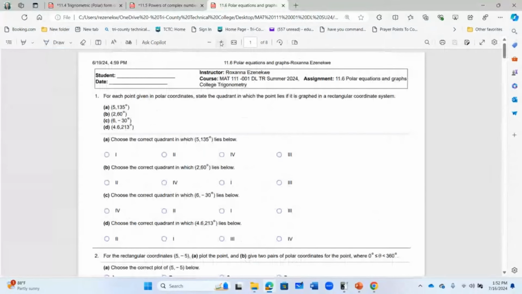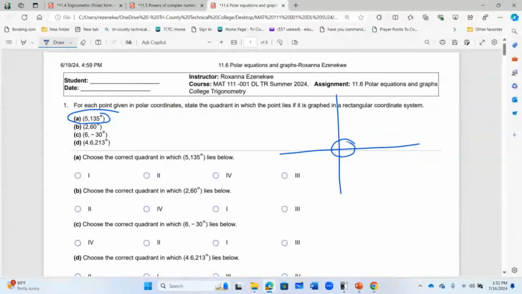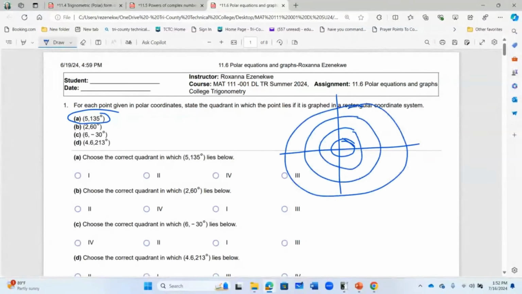For each point given in polar coordinates, state the quadrant. By the way, in polar coordinates, you have to draw circles. This circle has a radius of 1, radius of 2, radius of 3, radius of 4, radius of 5. Forgive my crooked circles.